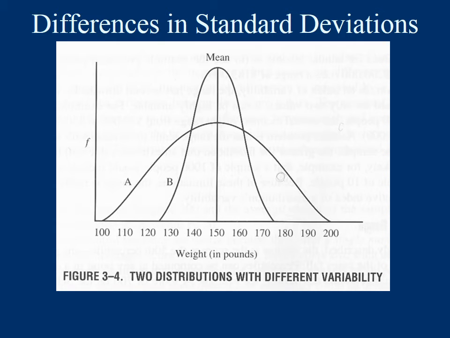Now, if I went out a little bit further, to 125 to 175, then I would have a 95% probability of selecting scores in that range. And if I went out even further, to say the 105 to 195 area, then I'd have that 99.7% probability of selecting scores within that range.